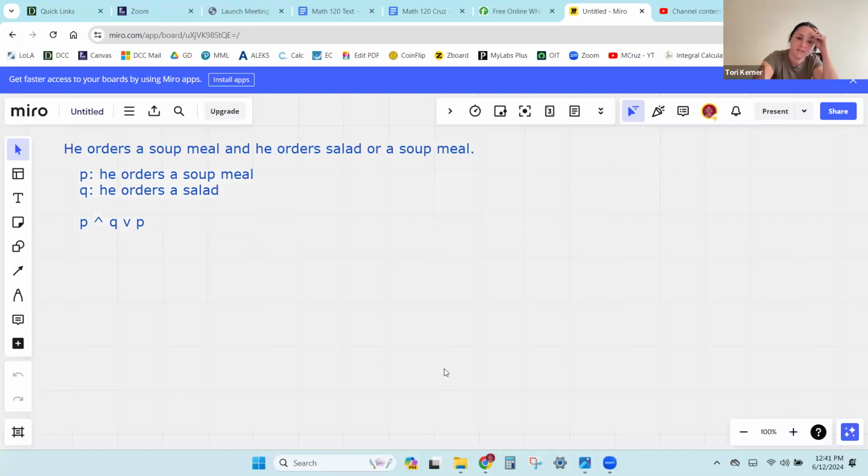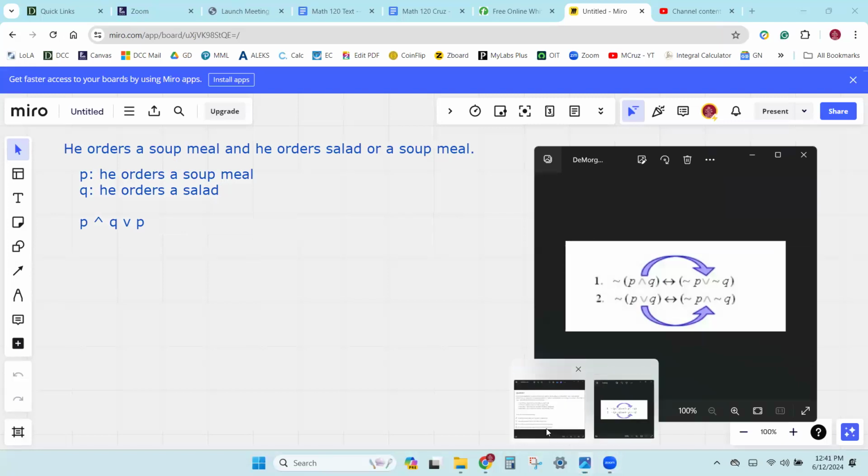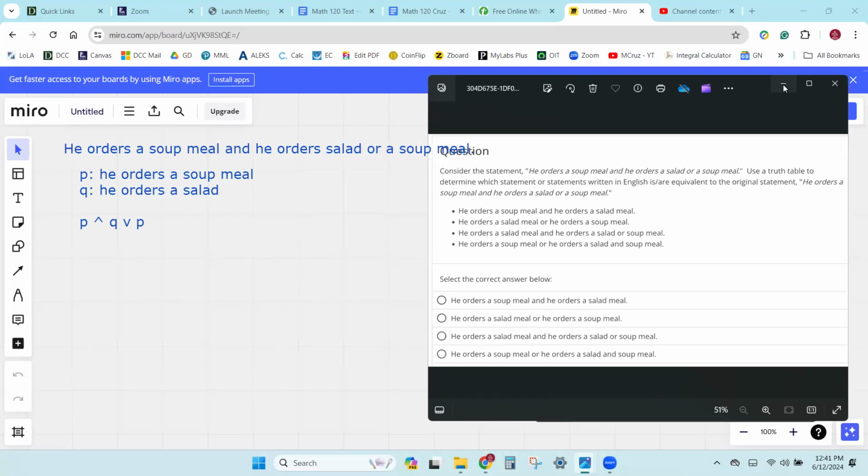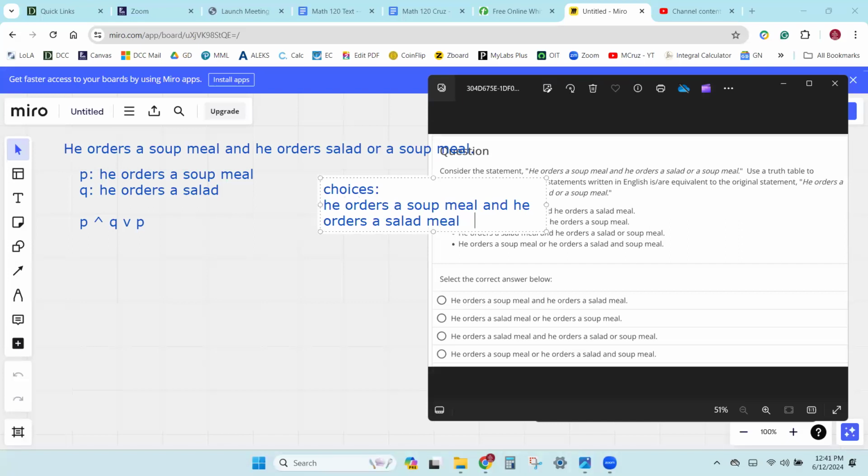Okay. All right, let me go back and look at it just real quick. So it says use a truth table. I was going to go with De Morgan's law, but let's just do it with a truth table, since the truth table is the part that makes up the core of things. All right. So that's that one. So the other two would be he orders a soup meal and he orders a salad meal. So here's the choices. So then that's P and Q. Let's just call them something different. A.